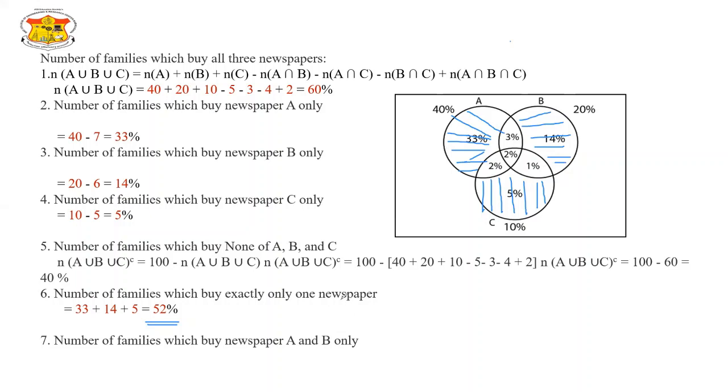Seventh question, number of families which buy newspaper A and B only. A and B only means this part, A and B, not C. That is 3%.